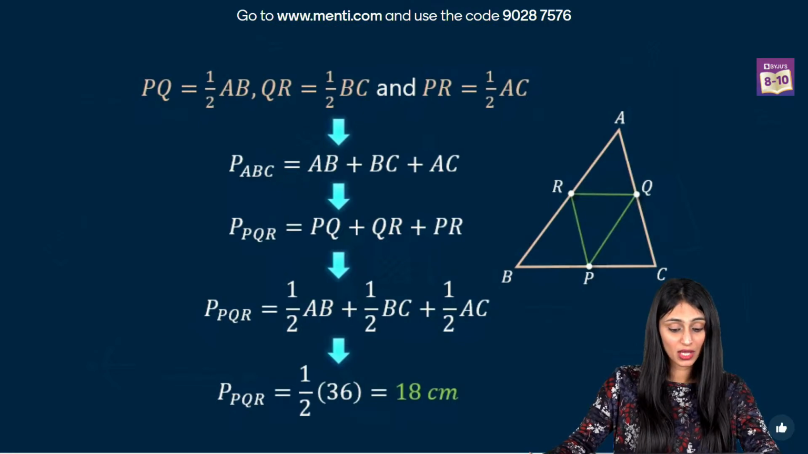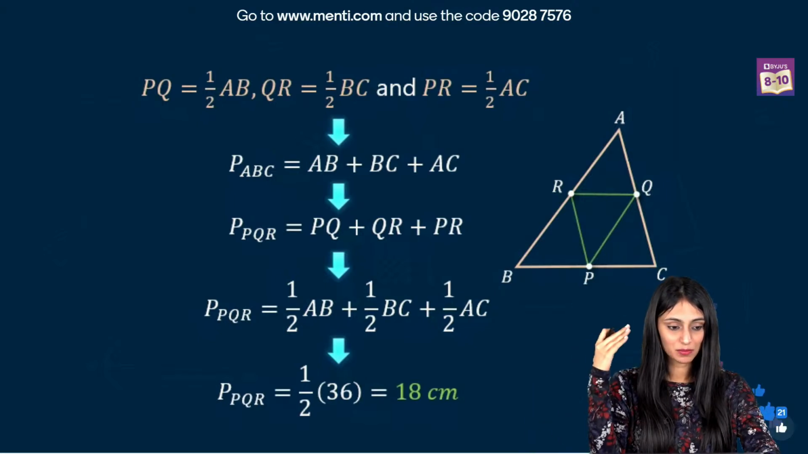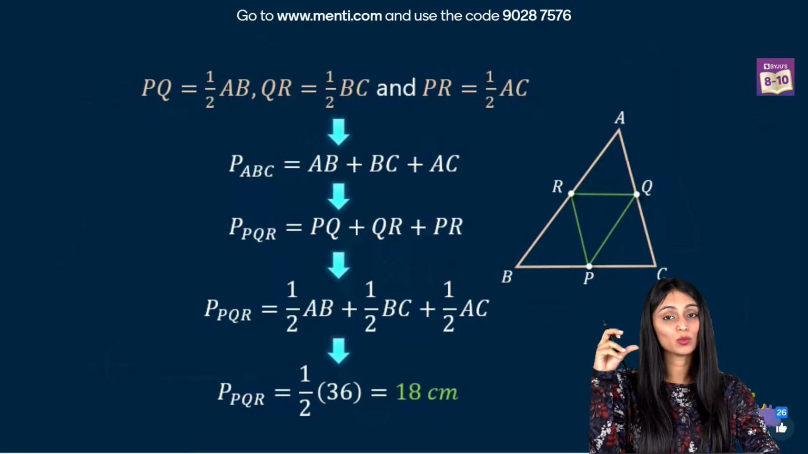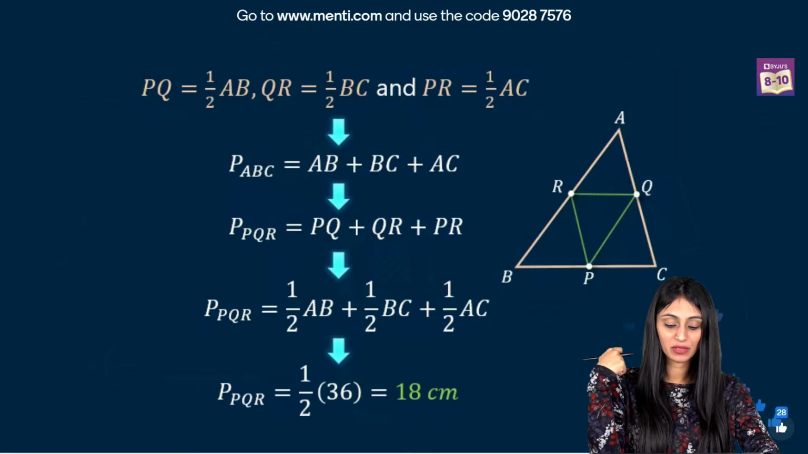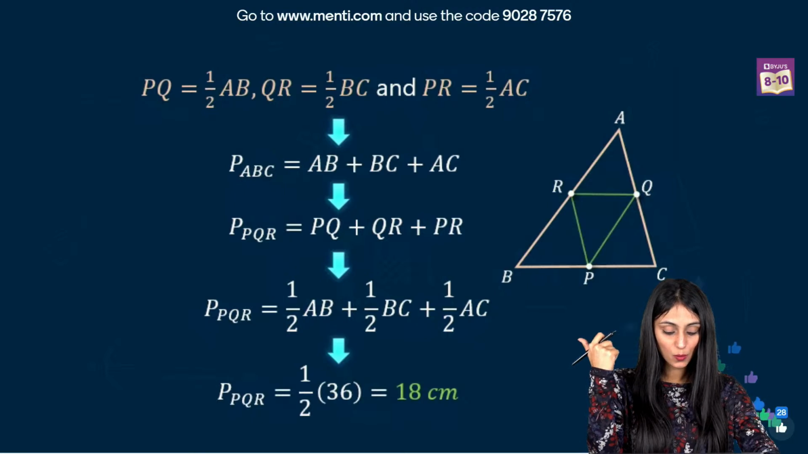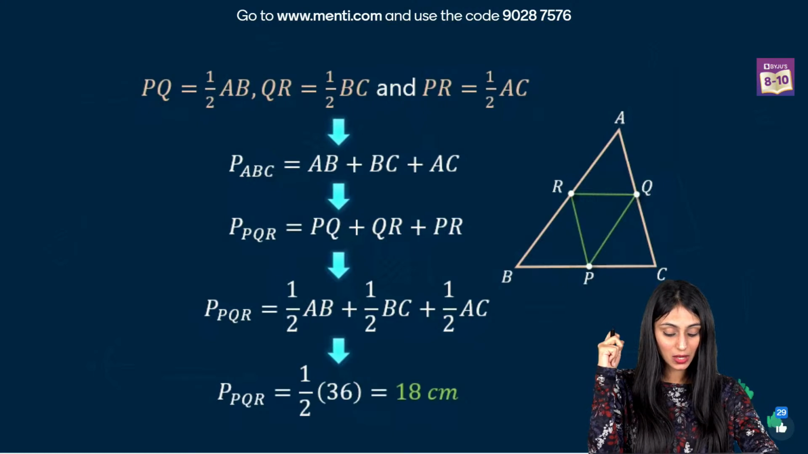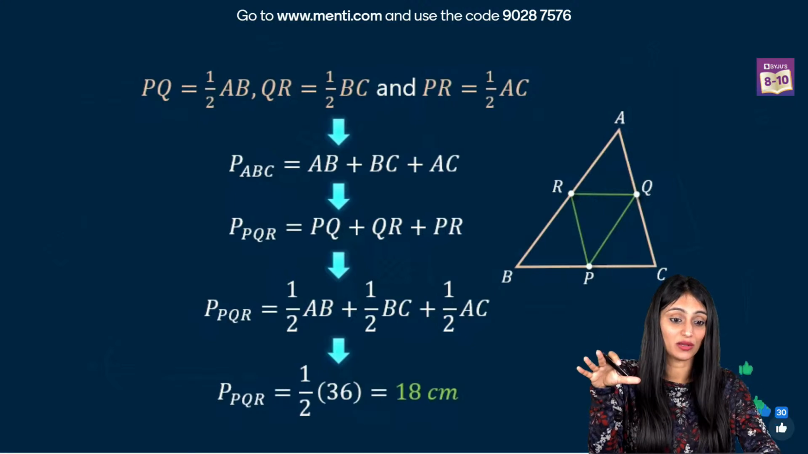So PQ is half of AB, QR is half of BC and PR is half of AC, right? Using the midpoint theorem. So perimeter of ABC is what? Sum of all the sides, that's AB plus BC plus AC. Perimeter of PQR is PQ plus QR plus PR. This PQ can be written as half of AB, QR can be written as half of BC, PR can be written as half of AC. We are just using the given information in the question. And then we take half common, we add all of them up, AB plus BC plus AC, that's 36 centimeter. We cancel them out, we get 18 centimeter. A very good, very interesting question, I would say.